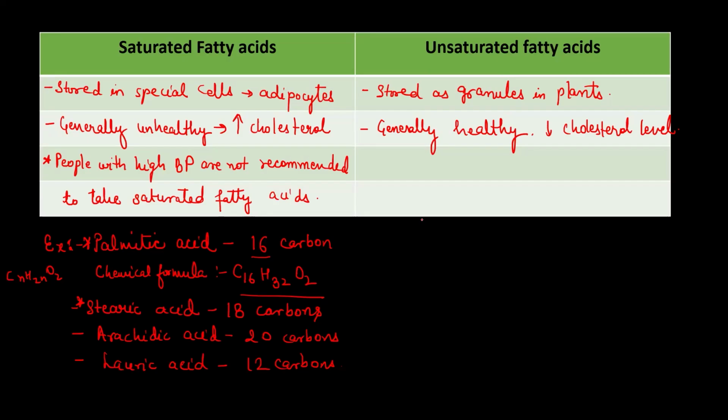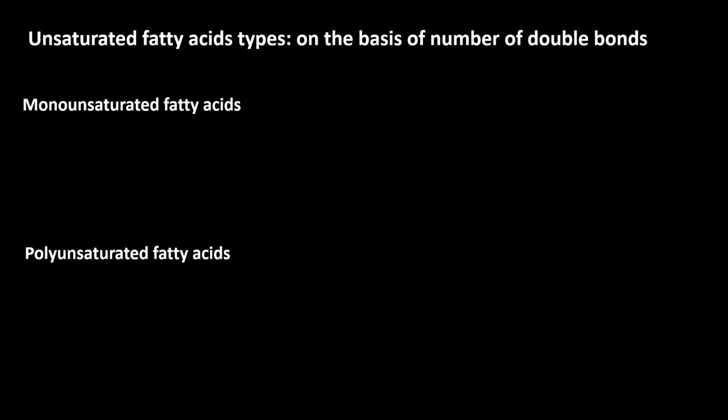Now, moving to the unsaturated fatty acids. The unsaturated fatty acids are of two types, based on the number of double bonds. The first type is monounsaturated fatty acid. This is also known as MUFA, monounsaturated fatty acid.